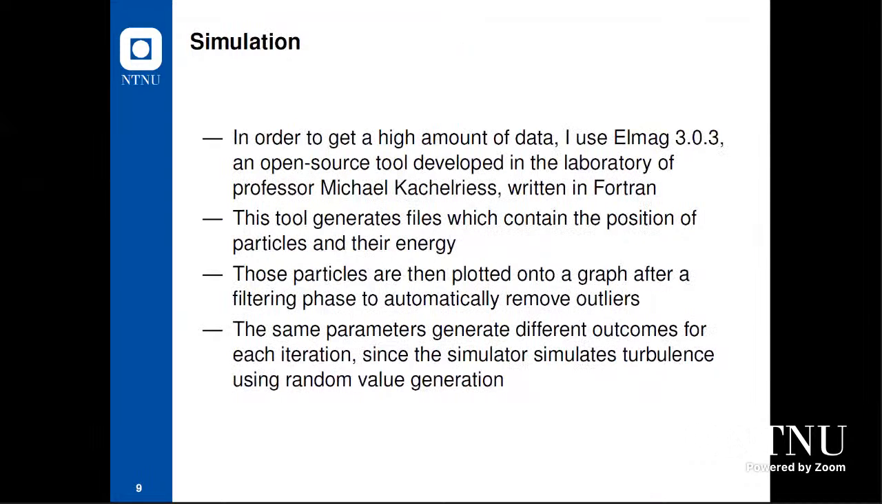So the idea, as I mentioned, is to use this simulator that is called LMAG 303, that has been realized by Professor Michael Kahekles. Sorry, I'm still bad with his name, it is too difficult. This is a simulator written in Fortran, that is one of the most popular programming languages in physics. And the data that this tool generates consists of the position of the particles, that is an XY position, and the energy associated to those particles.